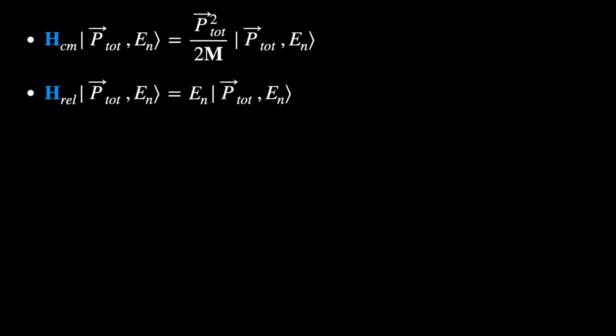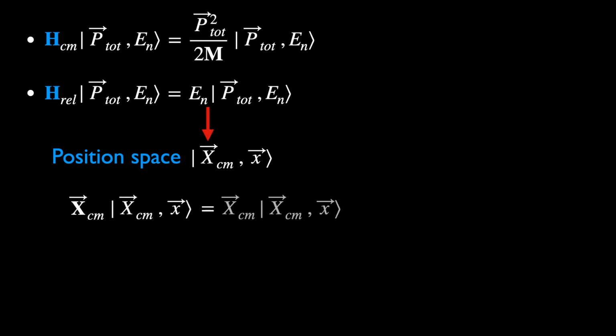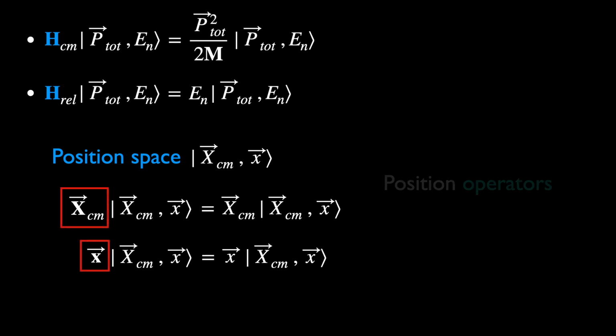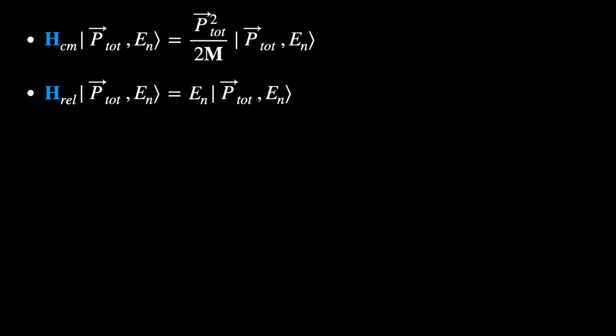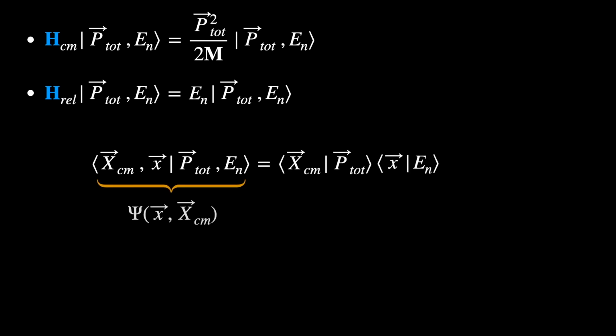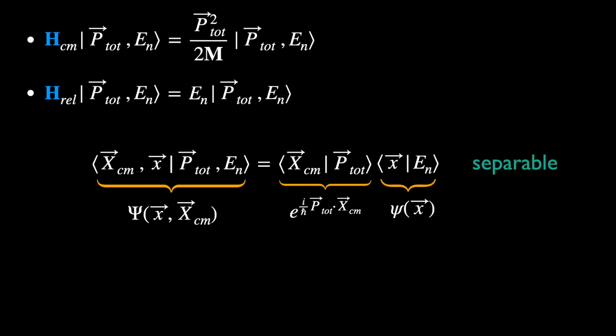Let's look at the wave functions of these states. To do this, we must take inner products with suitable position states. These are states with a definite center of mass position and relative position of one particle with respect to the other. To avoid confusion, we emphasize that the position operators are notated by bold font, in contrast to their eigenvalues in italics. The wave function of the joint energy state can be split into a product of functions, each dependent on only one set of independent variables.